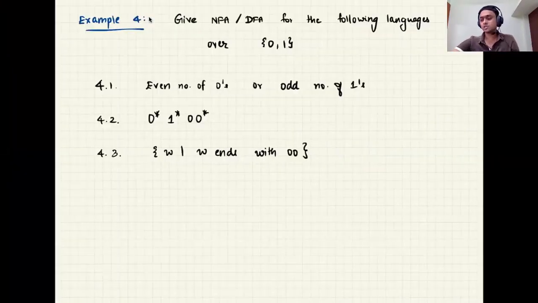Now let's do some exercises. We saw 3 examples which were difficult in the DFA setting, and we did an NFA. So now try this example. You can either draw a DFA or an NFA as you wish, and then we will see what questions arise. I'll give some, say 5 minutes.